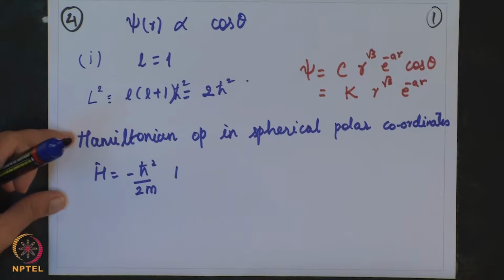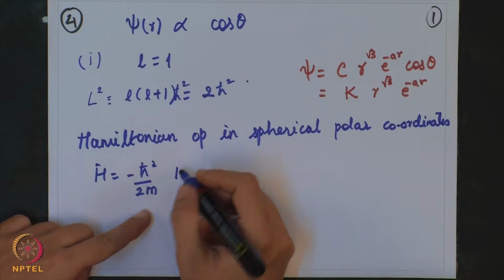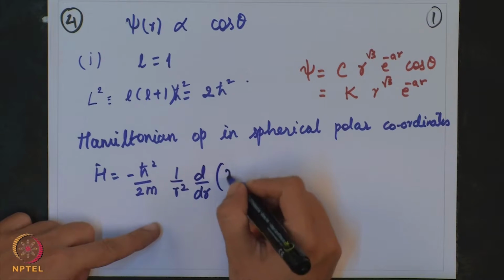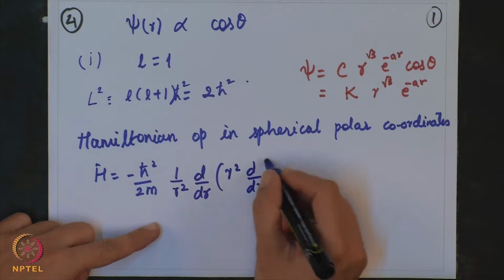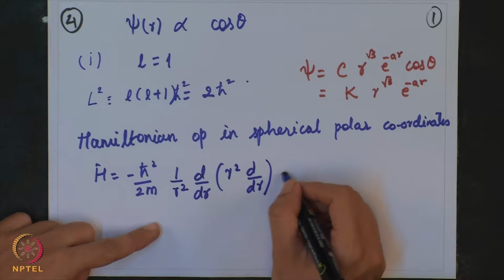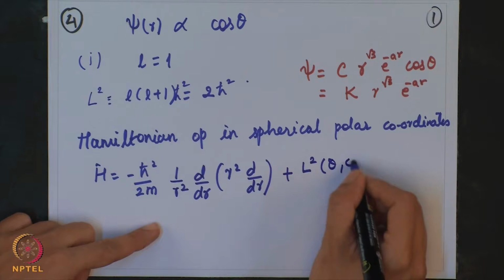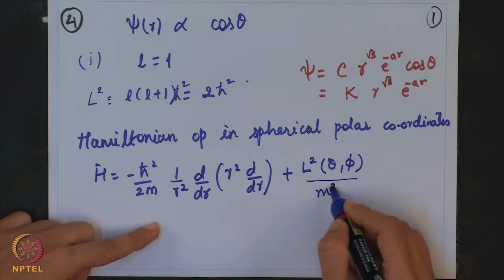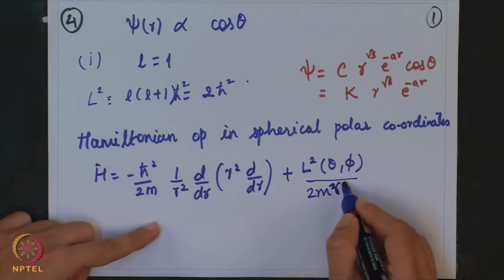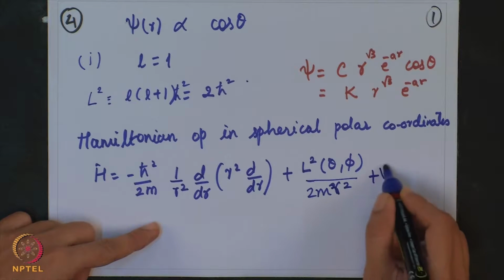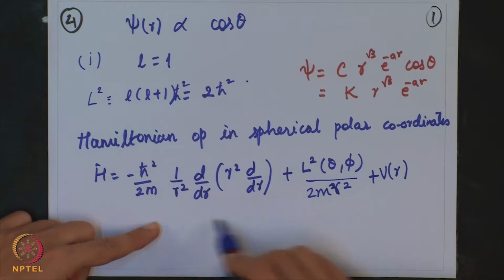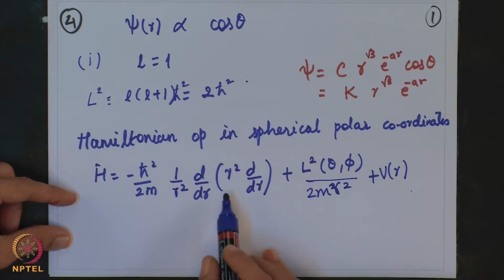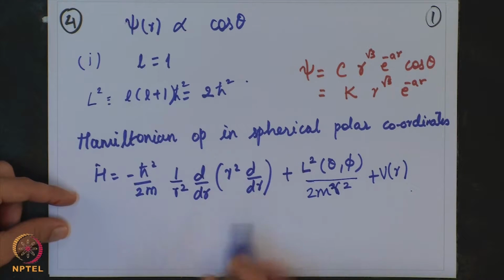So, here you can see that the Hamiltonian is written as d by dr of r square d by dr, plus L square of theta phi, we have clubbed the theta and phi, in this 2m r square, plus V of r. So, this is the kinetic term and this is the potential term. So, from this you can guess what you have to do.